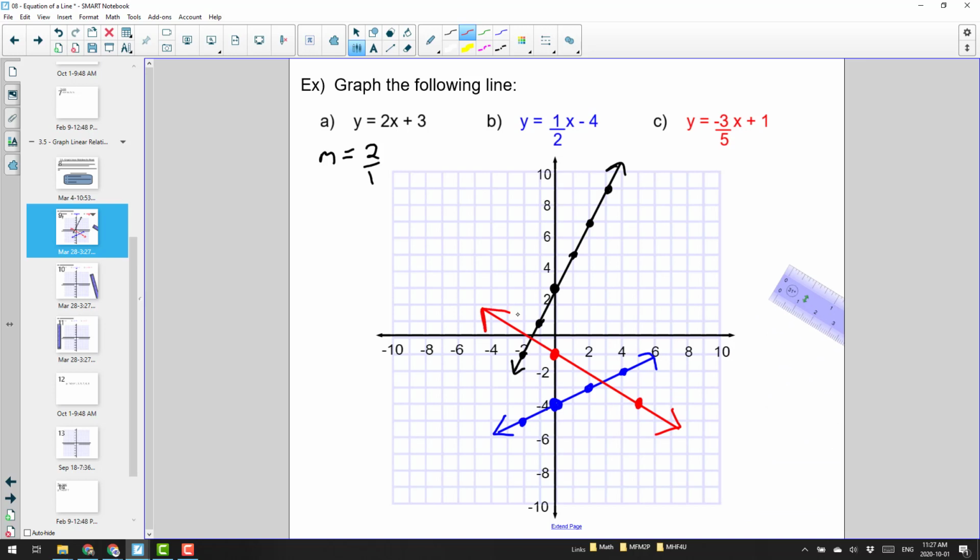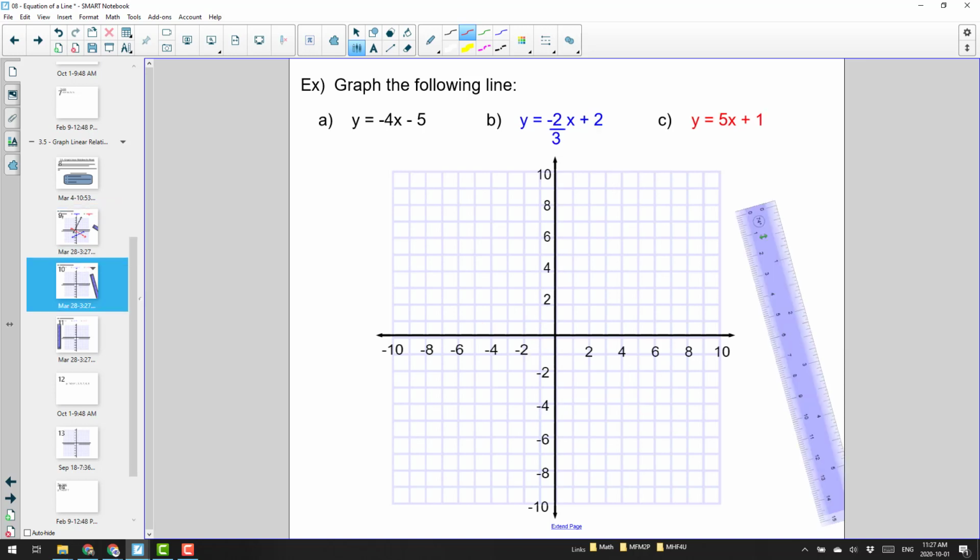And there we go. Just like that, our line has been drawn. Let's do a few more examples. What I would say for this one now, go ahead and pause the video, and can you graph these three in the same technique that we did before? I'll give you a second to pause the video and graph these three lines, please.